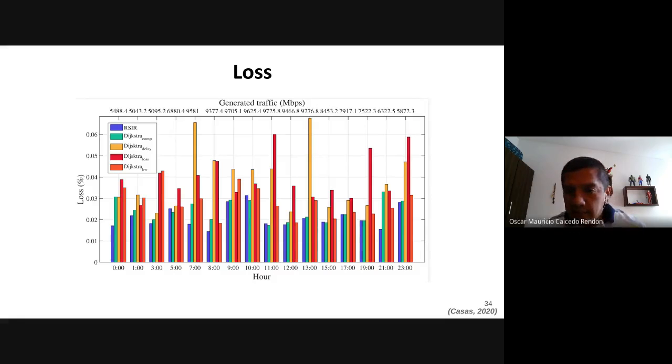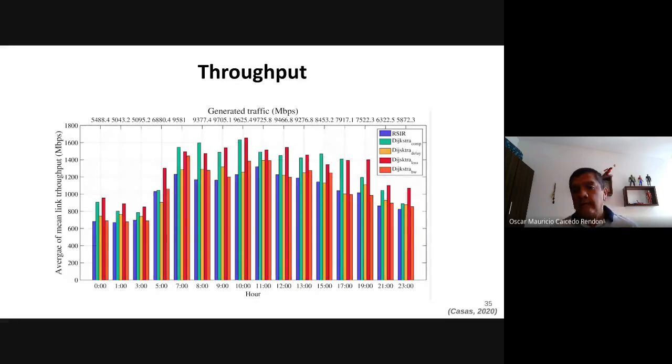And the other important point is that again, RSIR obtains routes that generate less loss than the other solutions. This means, again, the shortest paths that lead to less delay and less loss. And finally, the throughput that we obtain in the links is less. Why? Because we are distributing the traffic in the network in a broad way. This distribution of the traffic is leading to less delay and less loss.